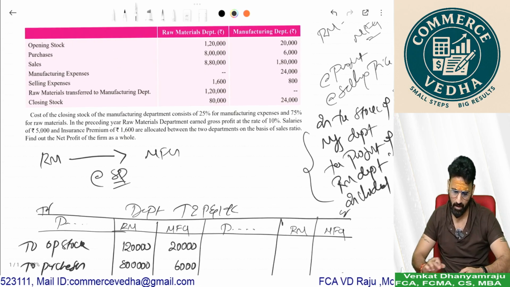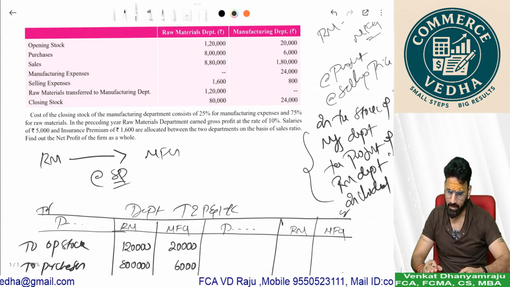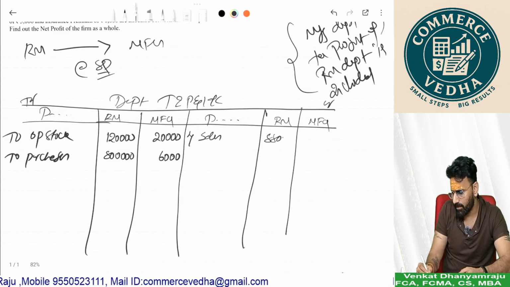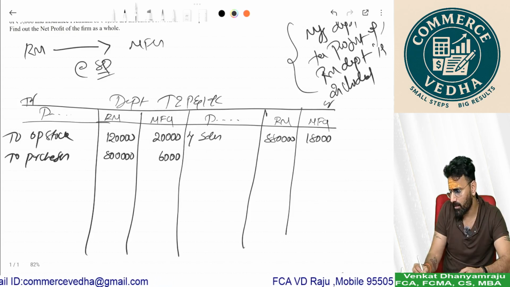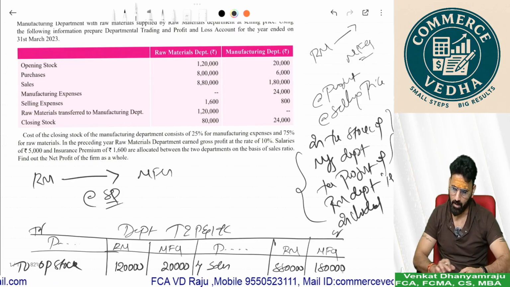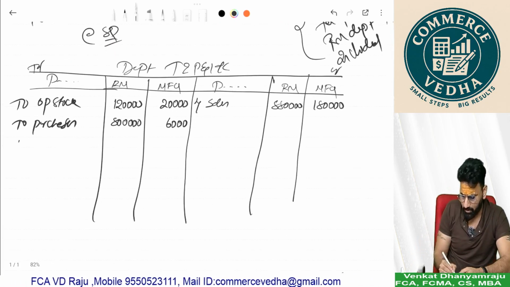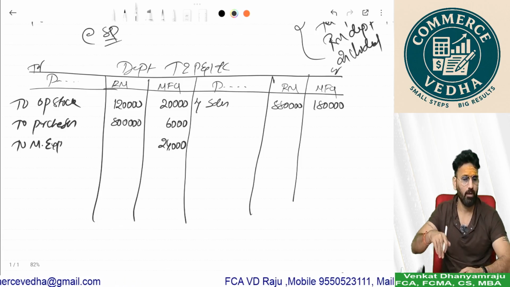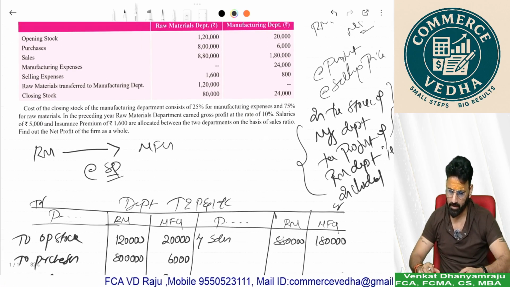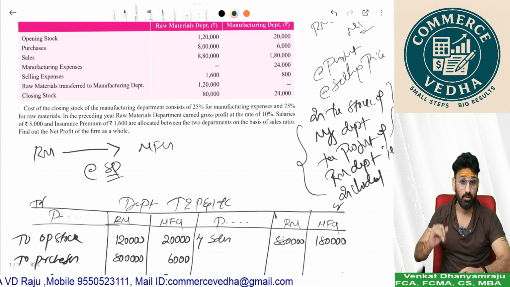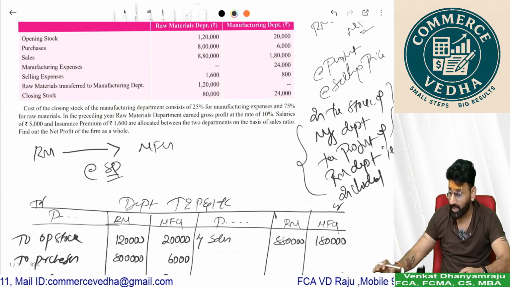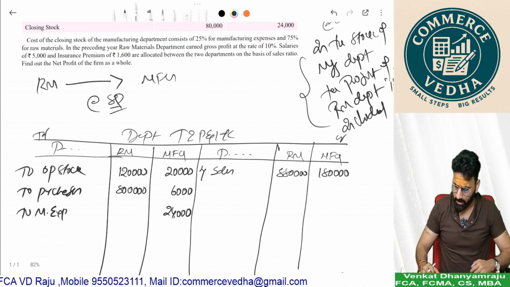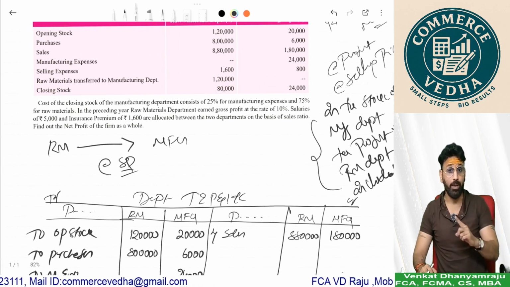Then sales, 880 and 180. So by sales, 880 and 180. Right. Manufacturing expenses, 24,000. To manufacturing expenses, only in the manufacturing department. Then comes selling expense. Where do they go? To P&L. So this goes to selling expenses, goes to P&L, not to trading.